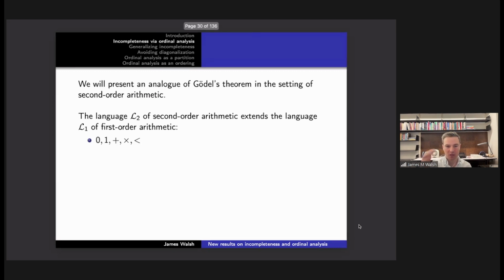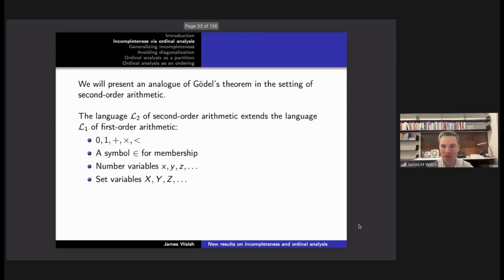In the language of second order arithmetic, we have all of the symbols that we had before: 0, 1, plus, times, and less than. But we include a new relation symbol. We add a new symbol for set membership. We are going to use lowercase letters x, y, z, and so on, as number variables. We think of these variables as ranging over natural numbers, and we're going to use capital letters as set variables. So when you see capital X, capital Y, capital Z, and so on, you're going to think of these as variables that range over sets of natural numbers.